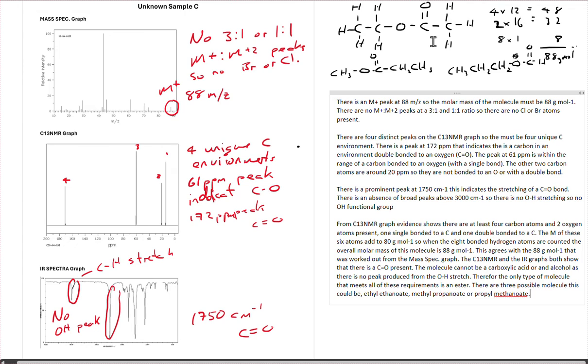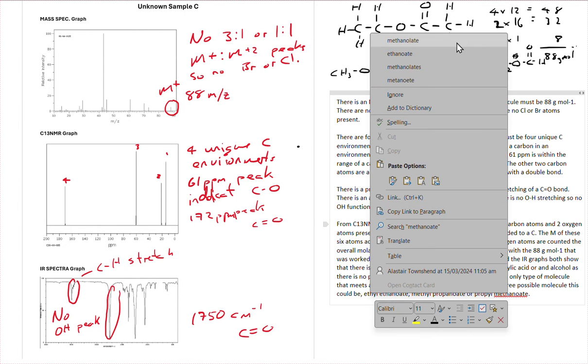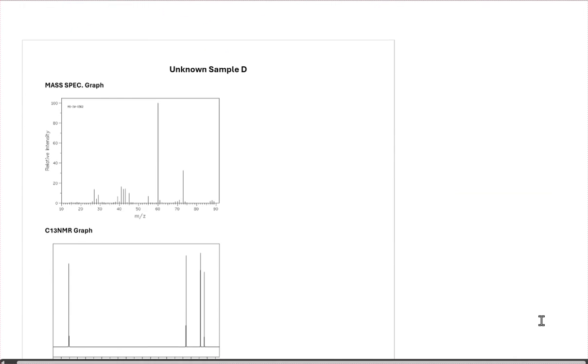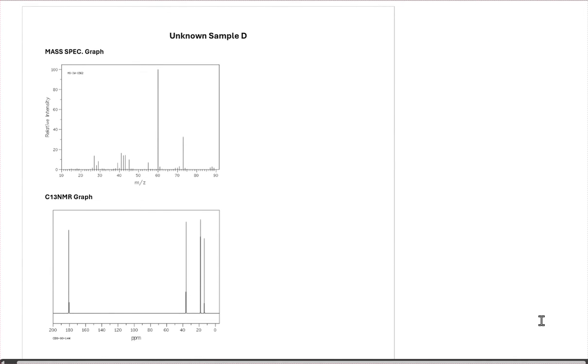Oh yeah, that comes from here. So no, the peaks don't add any more information, so that's pretty much the answer and what I would get from this graph. Okay, so let's look at sample D. Let's hope that it's a wee bit more straightforward.